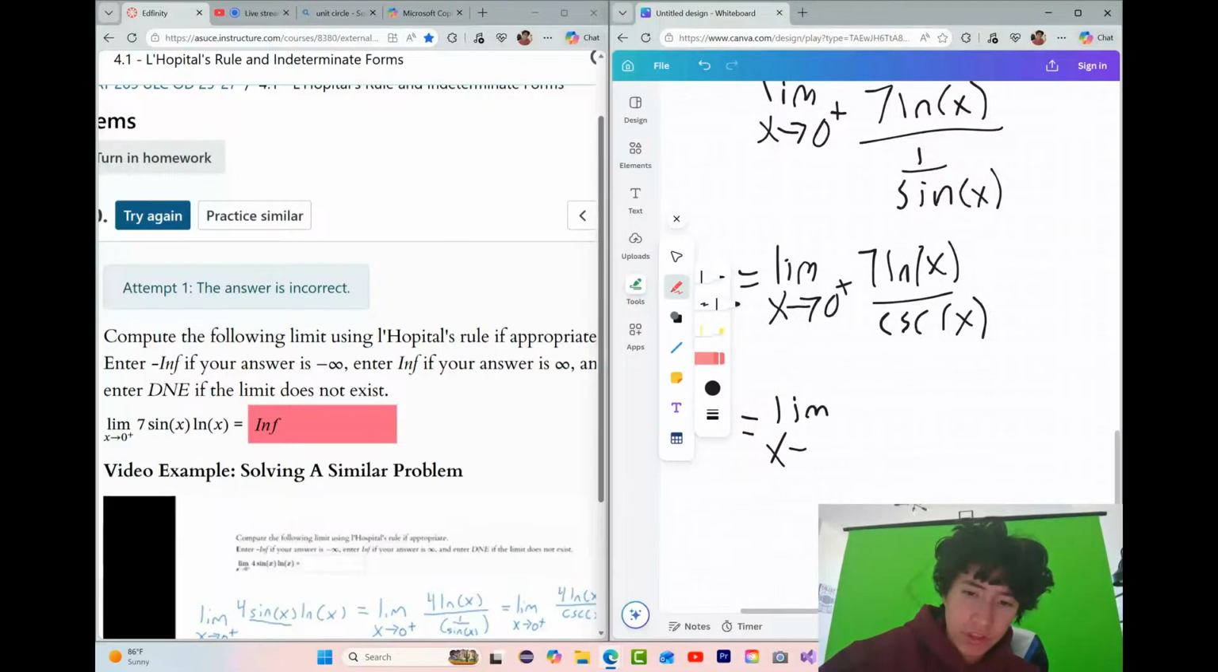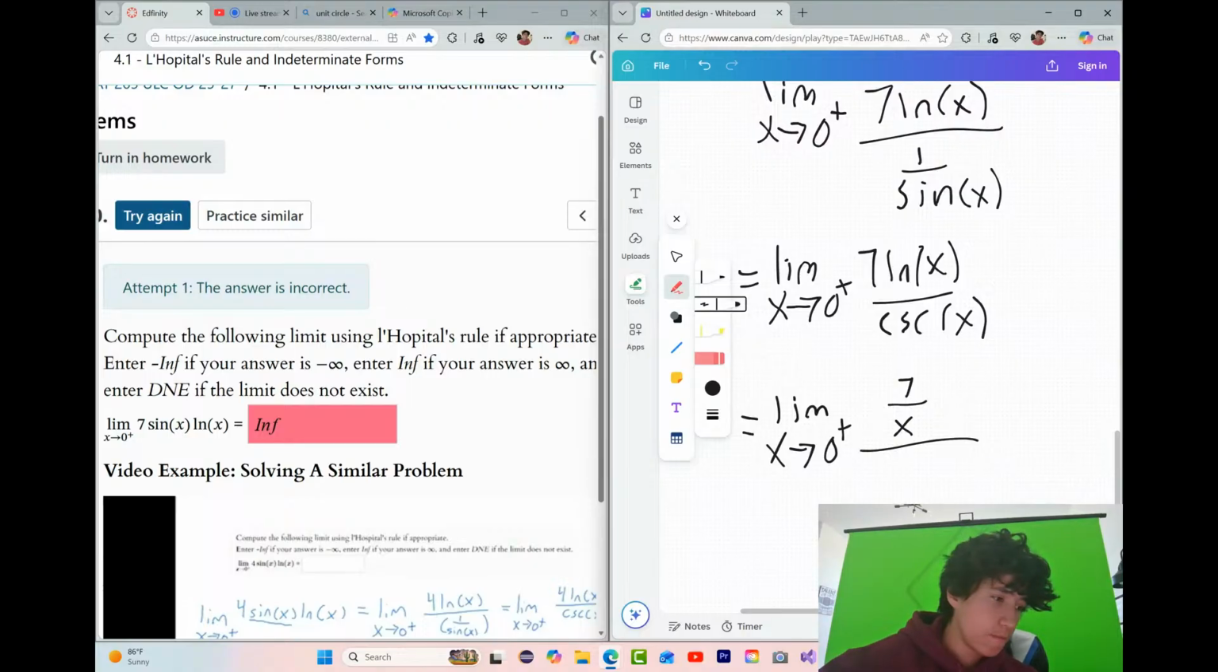So the limit as x tends to 0 from the right, we get 7 times 1 over x, which is 7 over x over, and the derivative of cosecant, or inverse of sine. That's going to be 1 over the square root of 1 minus x squared.